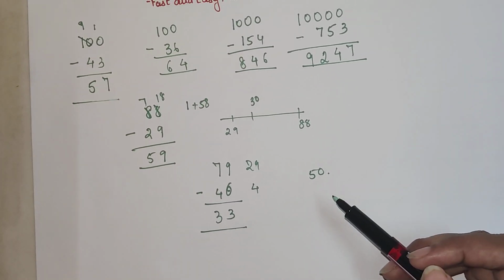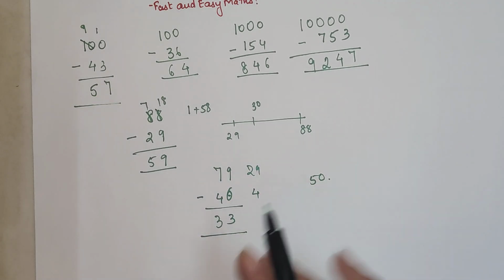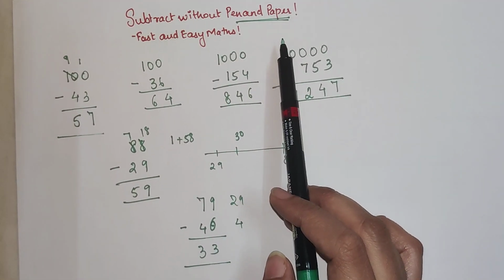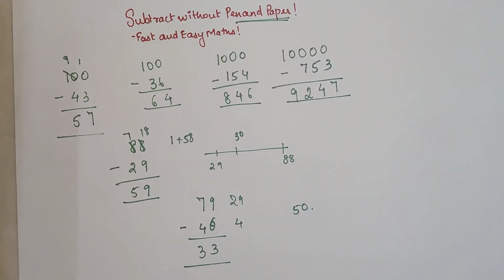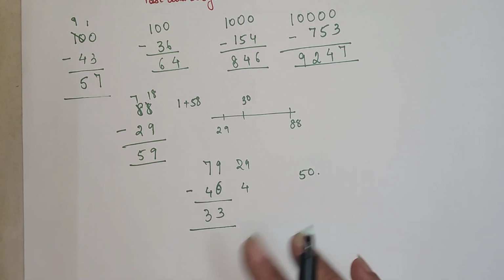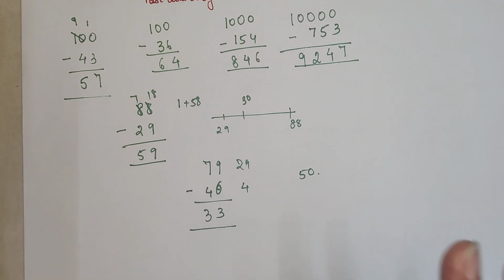But students, please remember, for any trick, for you to be able to actually do this without pen and paper, you have to practice this trick to let it sink in. You need to practice this for 10 to 12 sums, and then once it settles down in your mind, you will be able to do this for the rest of your life.